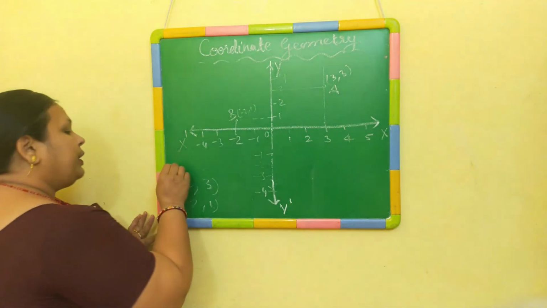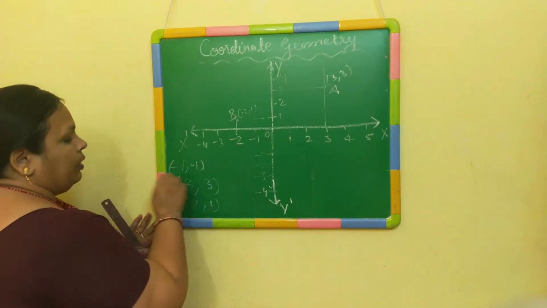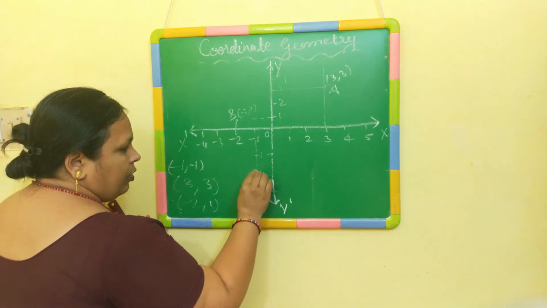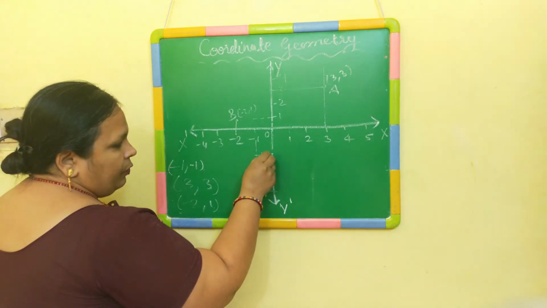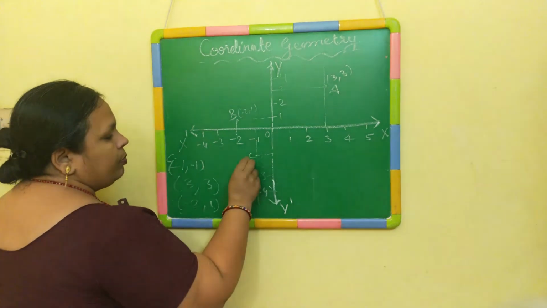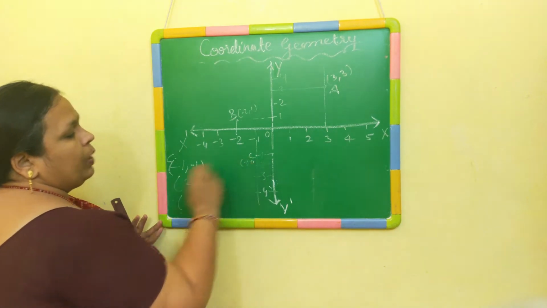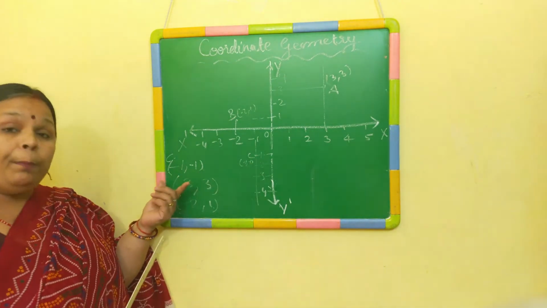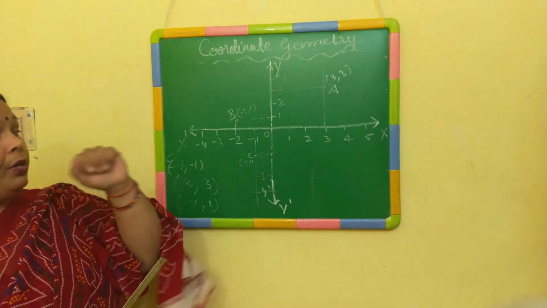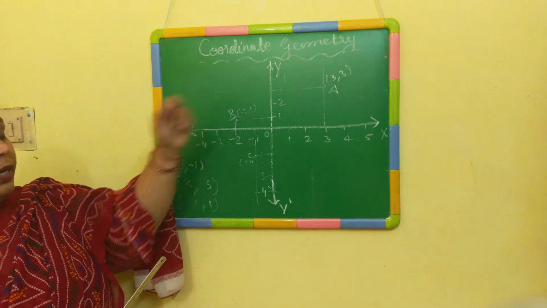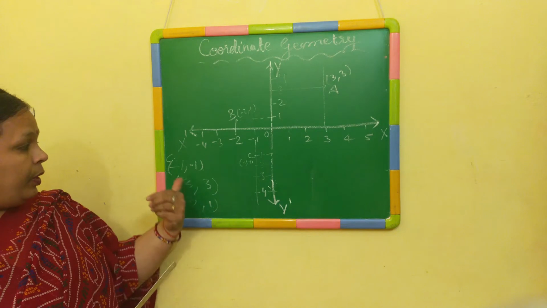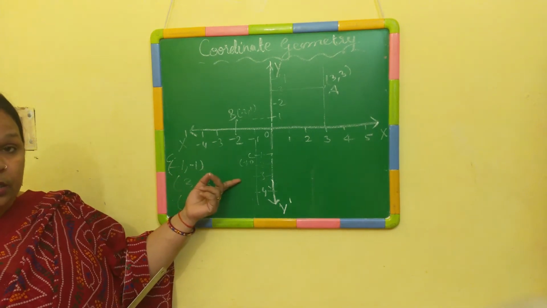What happens if it is minus 1 and minus 1? In the case of minus 1 and minus 1, a line is drawn like this, and then from this particular point, you name it as C. So this is your minus 1 and minus 1. Means if the ordered pair has the same sign of positive, it will be in the first quadrant. If x is negative, y is positive, it will be in the second quadrant. If both are negative, the point will come in the third quadrant.